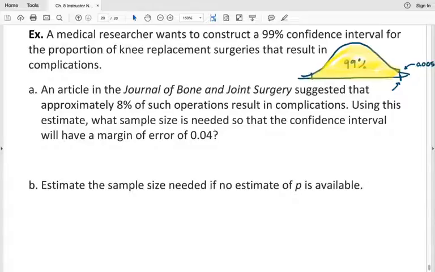0.005. Okay, 0.5%. So each one of these is 0.5%. And from there, I can use the inverse norm function on the calculator. Remember, if this is 0.5%, then what's left to the left would be 1 minus 0.005, which is 0.995. Okay, and so this is the value I'm going to want to insert into my calculator.